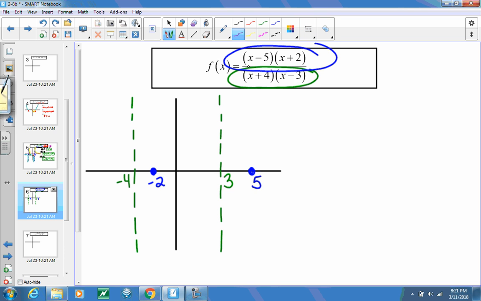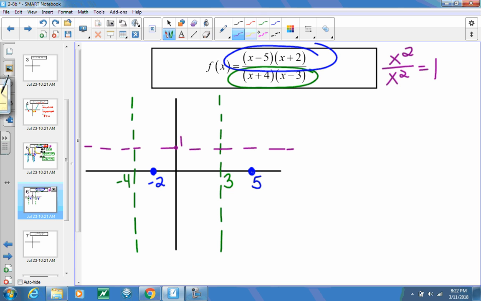Horizontal asymptote, when I look at that, if I were to FOIL this out, I would see a leading term of x squared. Same thing on the denominator, so that simplifies to 1. So I'm going to have a horizontal asymptote at 1.